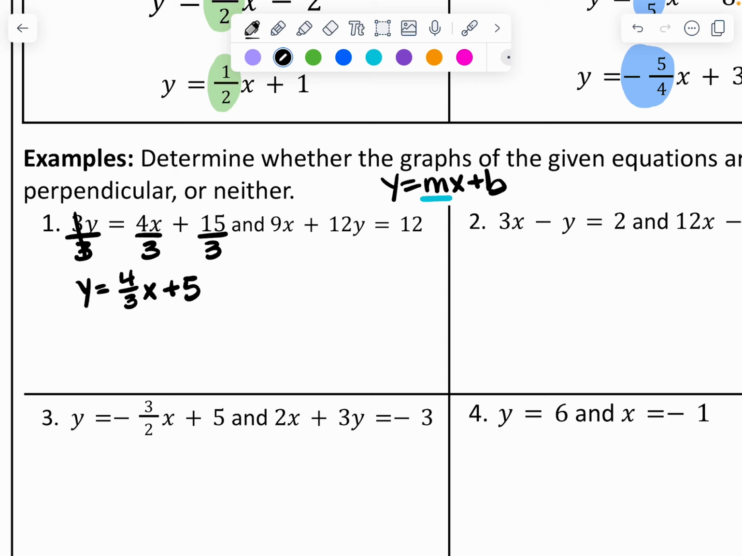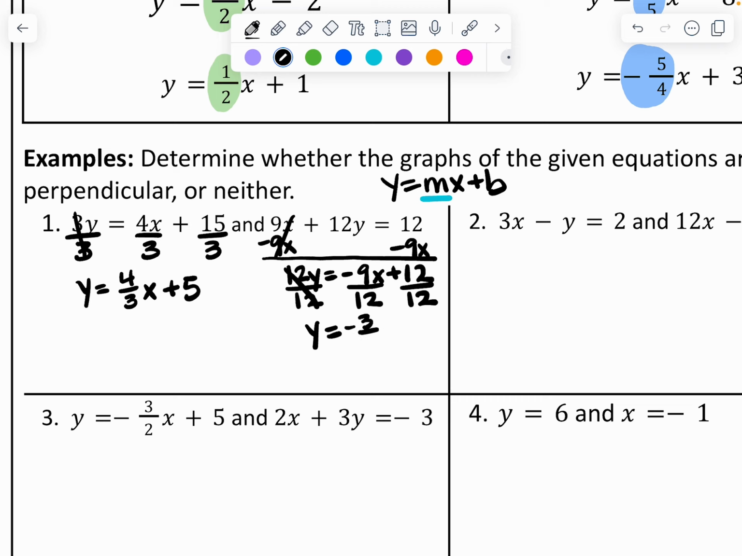For 9x plus 12y equals 12, to convert this equation, I need to subtract 9x, and then divide by 12. So this equation becomes y equals -9/12. You can put that in your calculator and simplify it. This will be -3/4x plus 1. So now I can see that the slope of this equation is -3/4.